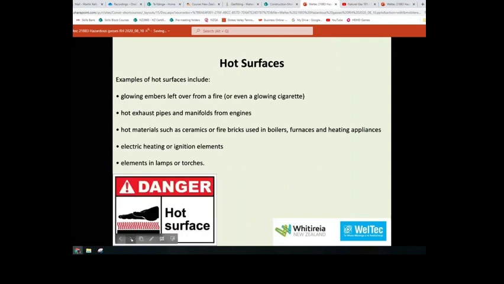Sparks, flames, hot surfaces, glowing embers from a fire, ceramic bricks, things like that. There's various things that are out there, exhaust manifolds, lamps and torches, particularly the old school ones, not LEDs so much, but they may be an ignition source.